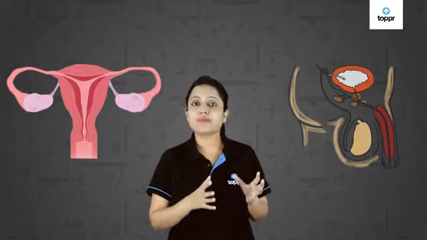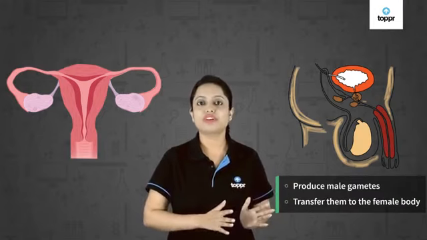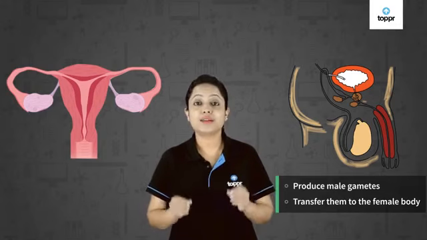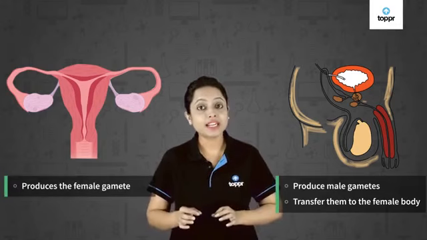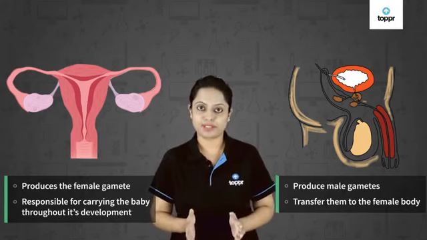We have already studied the male reproductive system, and now in this lesson we'll mainly focus on the female reproductive system. The male and female reproductive systems are quite different from each other. They differ because they serve different purposes. The male reproductive system mainly aims to produce male gametes and transfer them to the female body, while the female reproductive system mainly aims to produce female gametes and is also responsible for carrying the baby throughout the development.